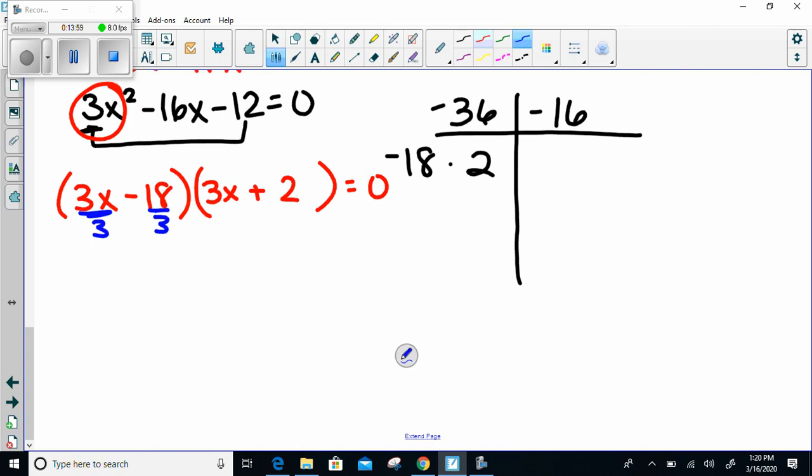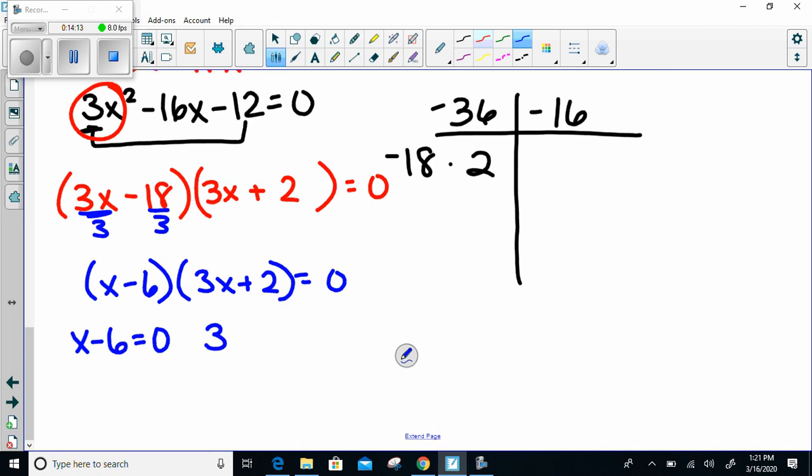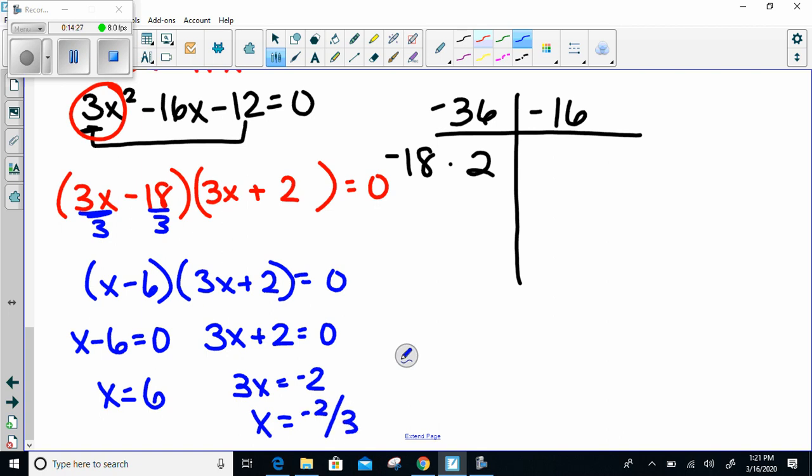Again, it's a little trick. So I've got, for my first factor, x minus 6. My second binomial factor, 3x plus 2. Set that guy equal to 0. And again, each term gets set equal to 0 to solve. So we've got x equals 6. Subtract 2 from both sides. 3x is equal to -2. x is going to be equal to -2/3 for my second 0.